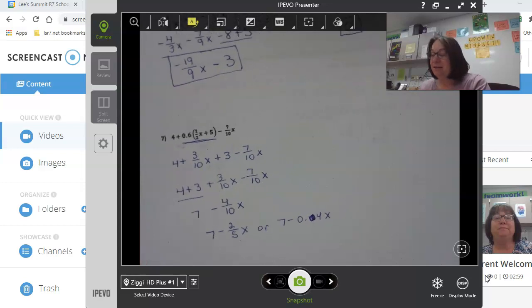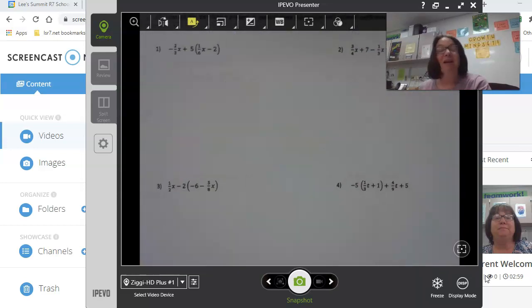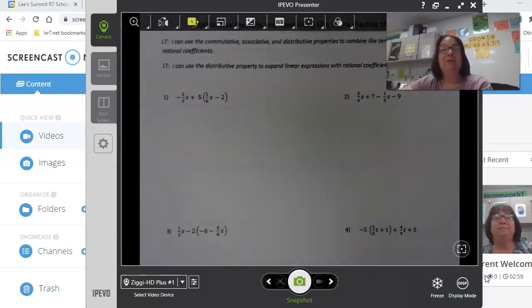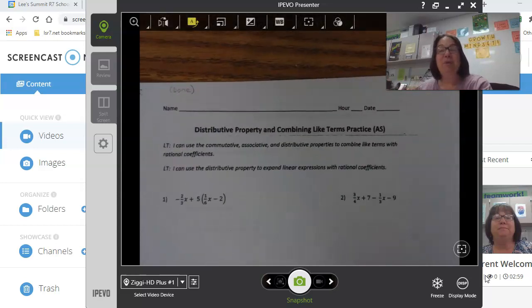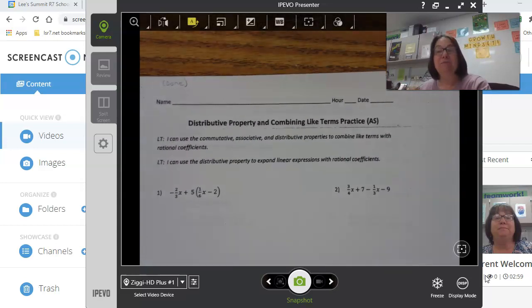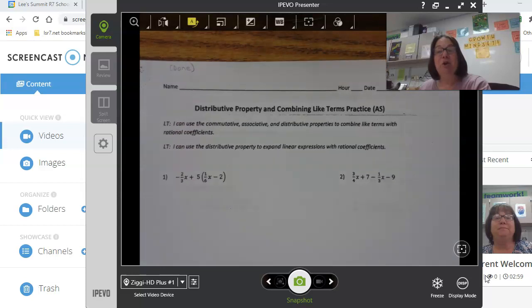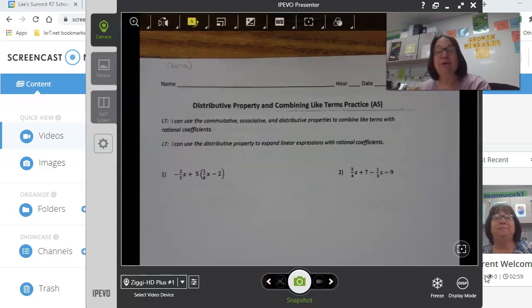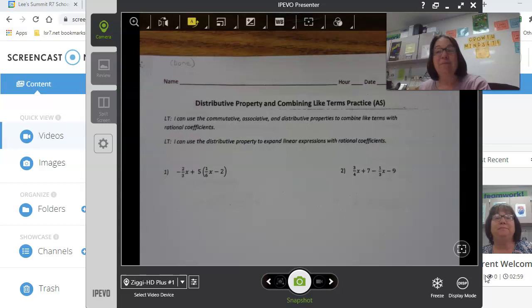All right, your practice today, you have 10 problems. On the front and the back, it's the next page, distributive property and combining like terms practice. Please show all your work, and then you can go into Schoology, and I think there are multiple choice problems for you, so select the correct choice.